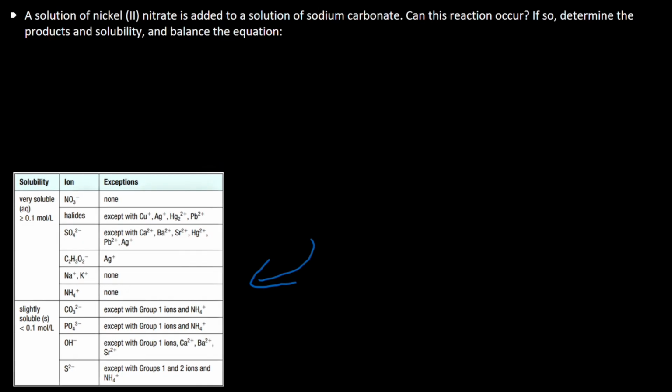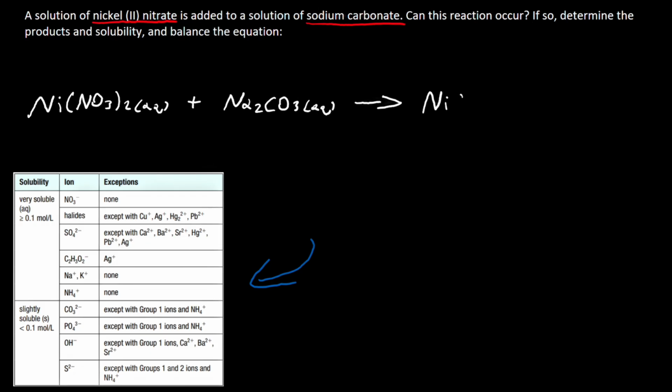Let's read. A solution of nickel 2 nitrate is added to a solution of sodium carbonate. Can this reaction occur? If so, determine the products and solubility and balance the equation. So first of all, we have a solution of nickel 2 nitrate, which is Ni(NO3)2 aqueous, plus a solution of sodium carbonate, so Na2CO3 aqueous, and this should turn into nickel 2 carbonate. Remember, A goes with D, and also C goes with B, so this also produces sodium nitrate.